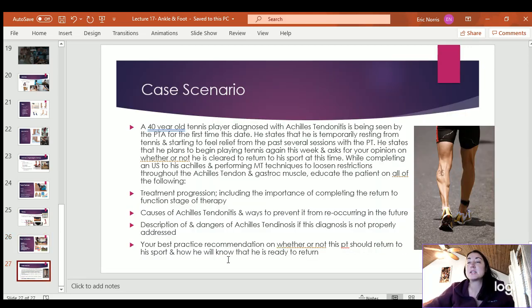We will do this case scenario in class, so if you want to pause it and read over it, you're welcome to. Otherwise, I will see you guys in class.